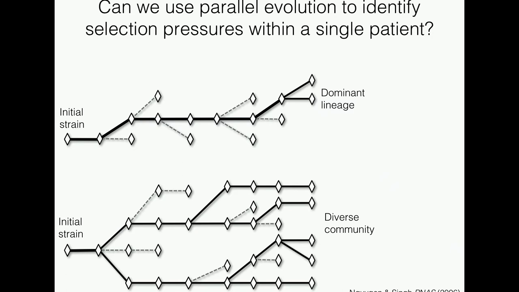And let me just also add, if that did not happen within the patient, but rather these two clones came in, I can still ask the same question: do these two lineages evolve in parallel? So in some way, I care a lot about this question, but in some way it's not going to affect what I'm going to show you.